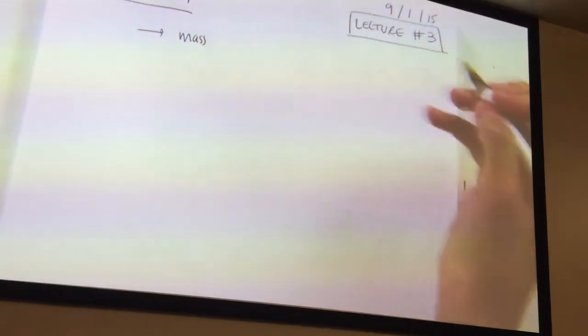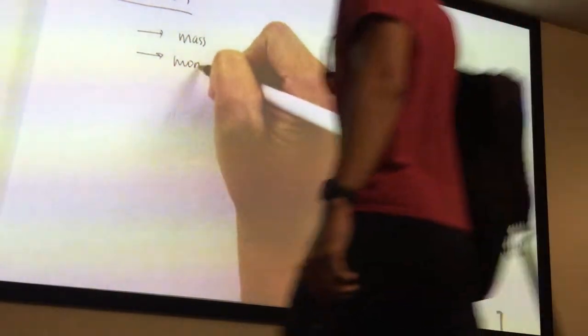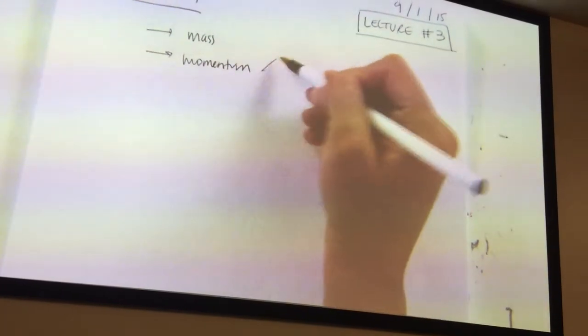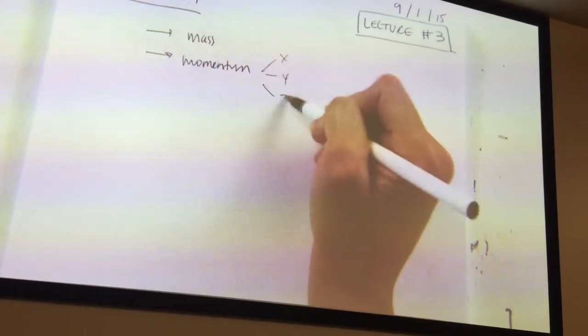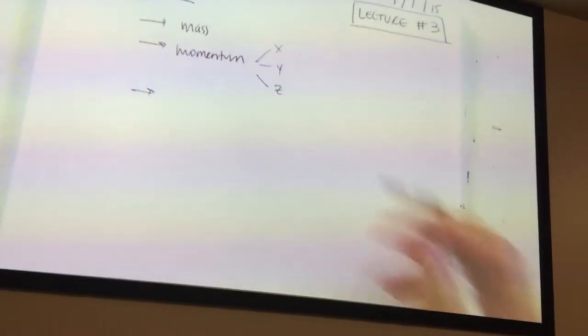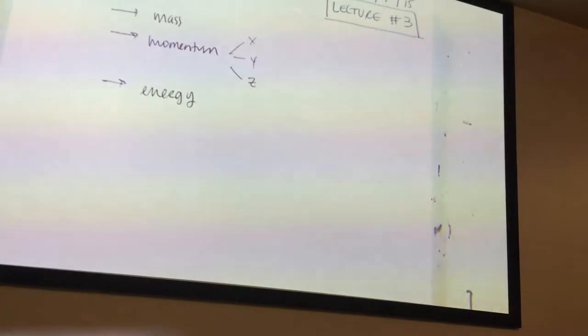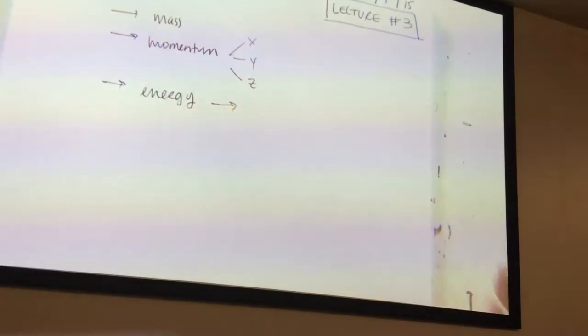So we had mass conservation, or sometimes just called continuity. Then we have momentum, and with momentum we have three equations, for the x, y, and z directions. Then we'll also talk about the energy equation, and in here we have some thermodynamics.